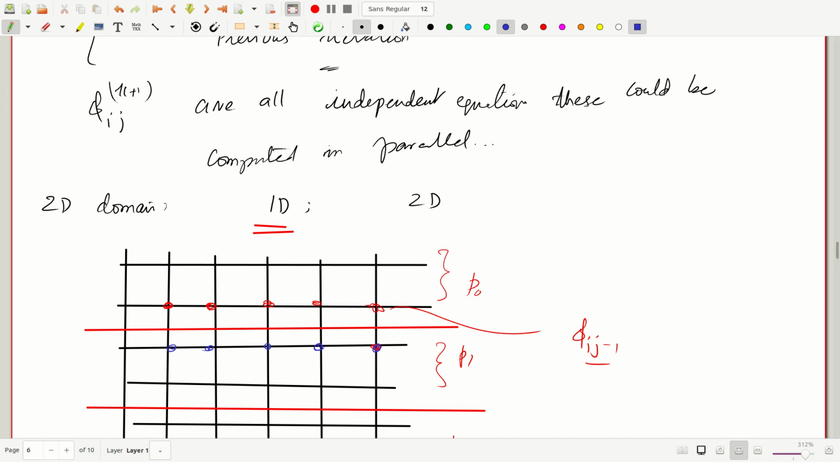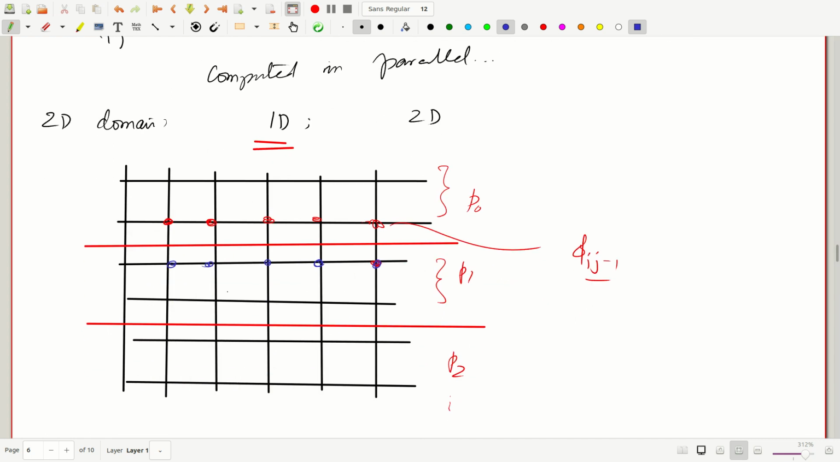And similarly, when you try to calculate, let's say, the value shown in red here for process P2, then the values shown in blue here are required because it depends on phi I j plus 1. Now we may say, okay, what about creating virtual points or ghost points? Yes, that is exactly what we should do.